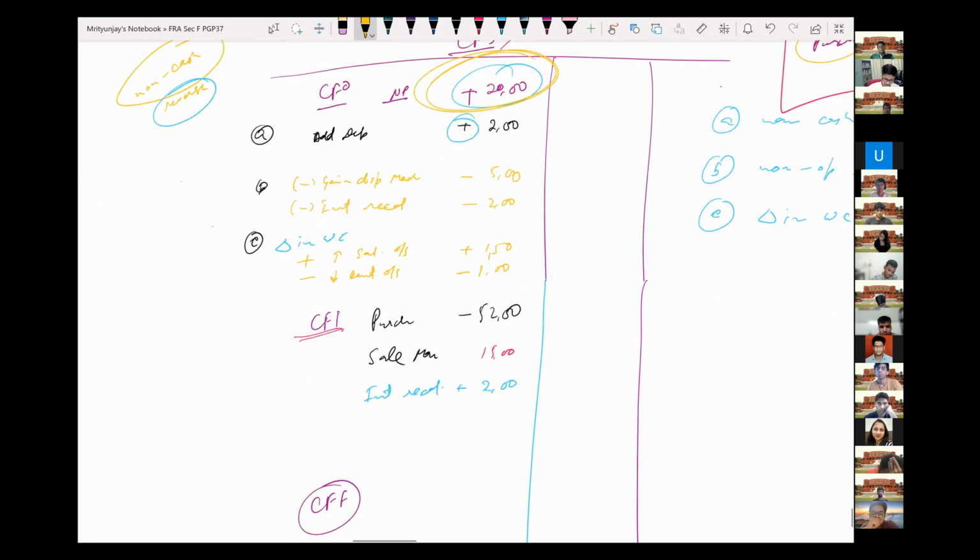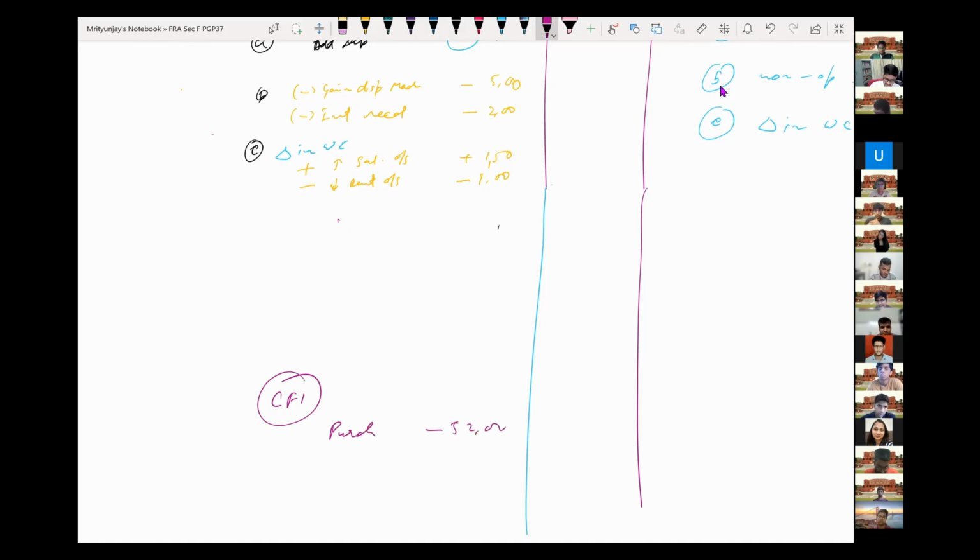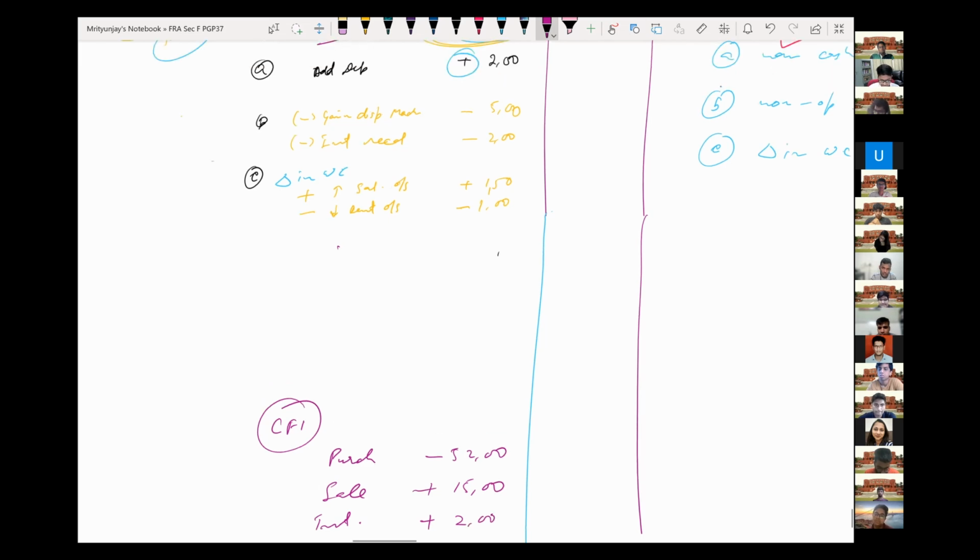I think I have to push this CFI a little bit down. थोड़ा सा CFI को down कर देते हैं. Let's do this because I have CFI. Purchase was what? I think negative 52 tha, and sale of positive 15, and then interest received of positive 2. These were the numbers.